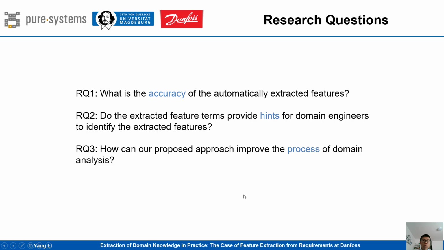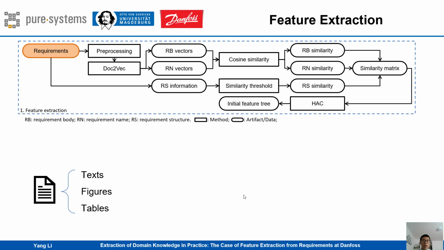For research question 1, we want to figure out the accuracy of the extracted features. And for research question 2, we focus on whether the extracted feature terms can provide hints for domain engineers to identify features. For research question 3, we plan to discuss how our proposed approach can improve the process of domain analysis. Firstly, let's have a look at how we extract features from requirements.